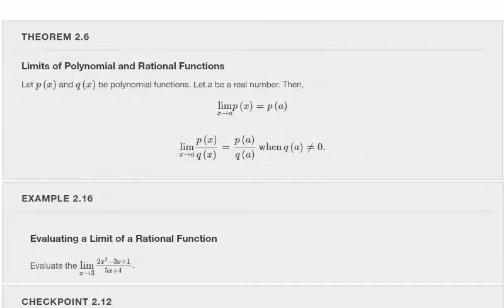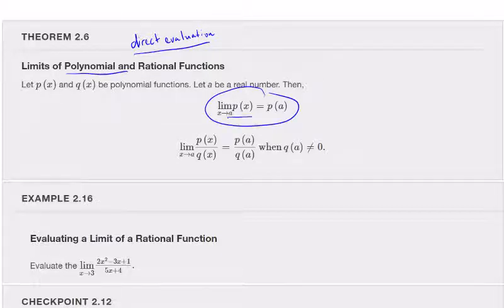All right, so now let's talk about something called direct evaluation. So direct evaluation can happen whenever a function is continuous at a certain value. A good example is polynomial functions, and that's what this one here is.